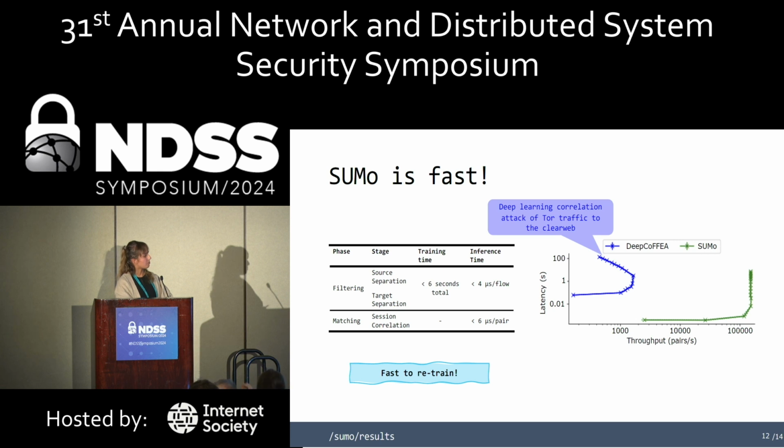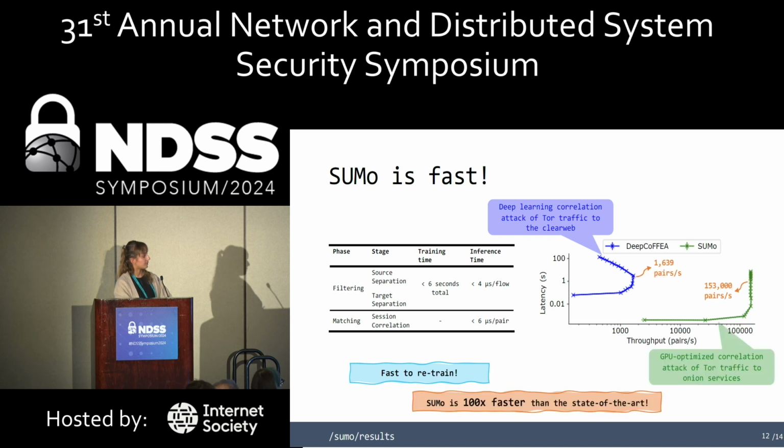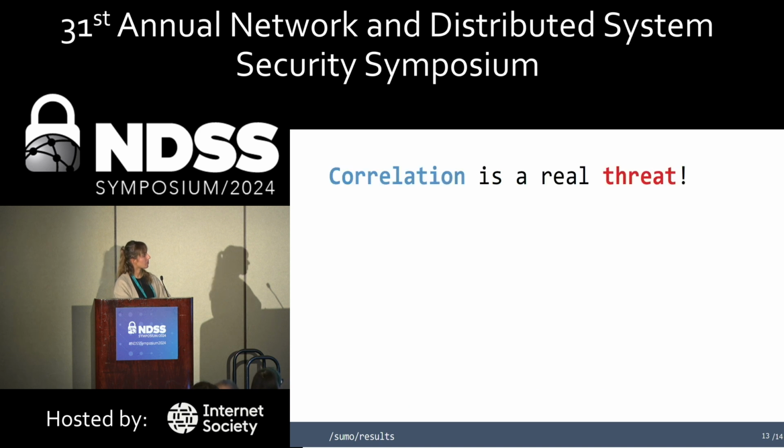Now comparing only the matching phase to the state-of-the-art, which is DeepCoFFEA, which I talked a little bit about previously, it's a deep learning approach that focuses on correlating only Tor traffic to the clear web. And this approach can correlate more than 1,000 pairs per second. However, our approach managed to correlate more than 100,000 pairs per second, making it 100 times faster than the state-of-the-art. So now we observe that we can deploy this on a large scale of traffic.